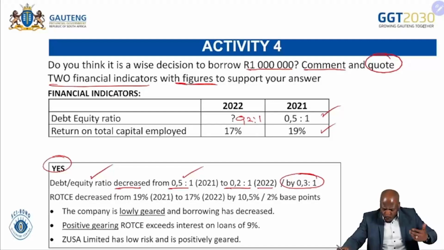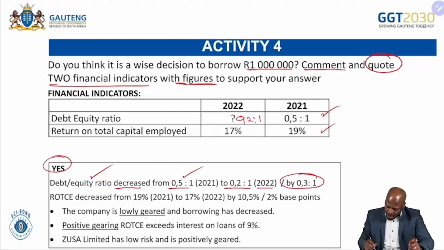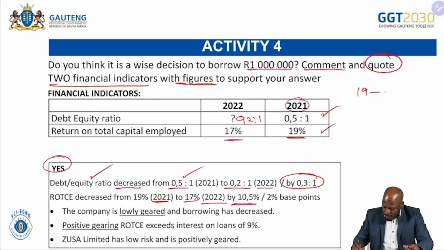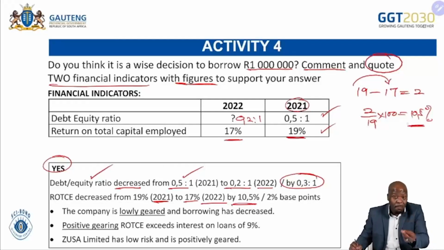When you're commenting on your return on total capital employed, we are now saying it has decreased from 19% to 17%. It has decreased from 19% in 2021 to 17% in 2022. That is very important. We need to know, where is the 19% from? Which year? 2021. And it has decreased to 17% in 2022. So it has decreased by 10.5%. You say, Mr. Simbi, where are you getting this 10.5%? You would say 19 minus 17 gives you 2. 2 divided by 19, you multiply by 100, it gives you your 10.5%. So the decrease from 19 to 17 is a 10.5% decrease. You need to explain it in that way.